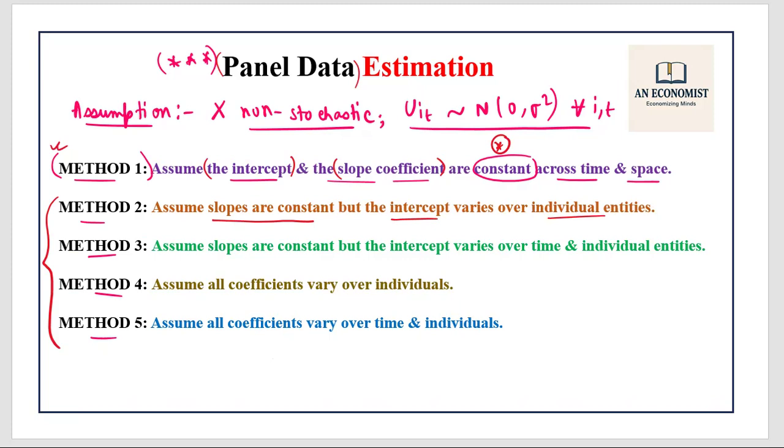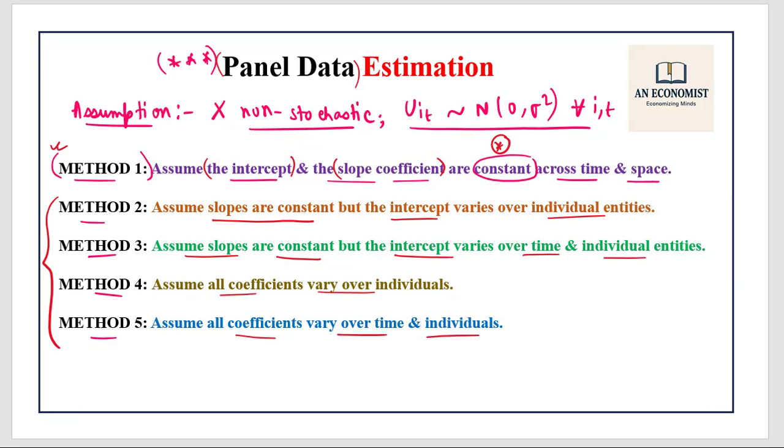I'll cover them, each of them, in the next videos. In method 3, we assume that the slopes are constant, but the intercept varies over time and individual entities. In method 4, we assume all the coefficients vary over individual entities. And in method 5, we assume all coefficients vary over time and individual entities.